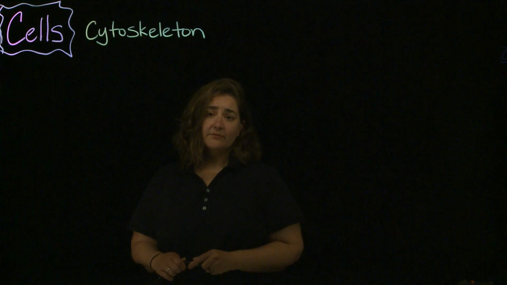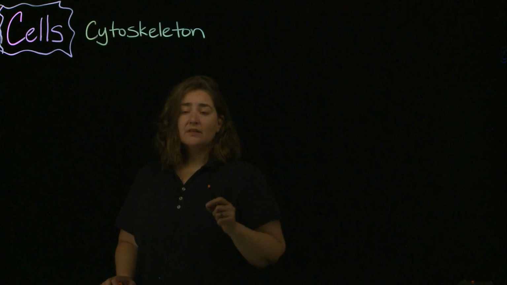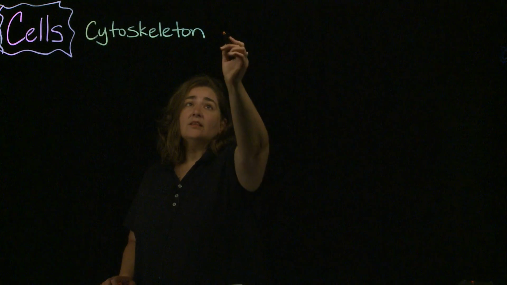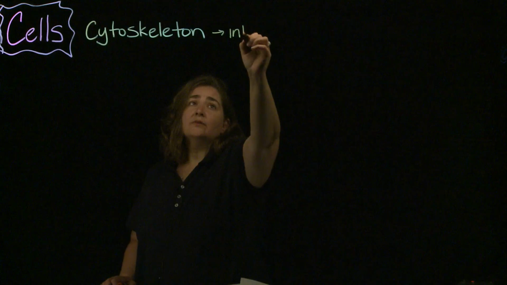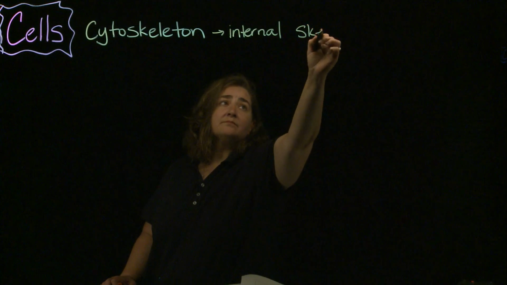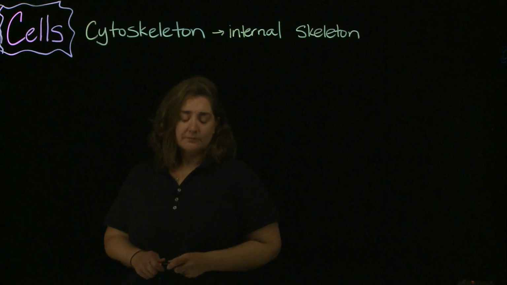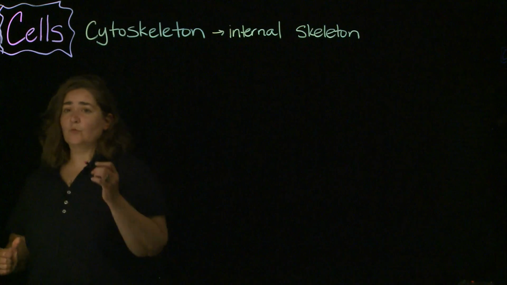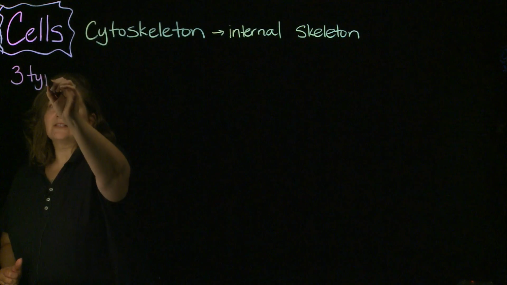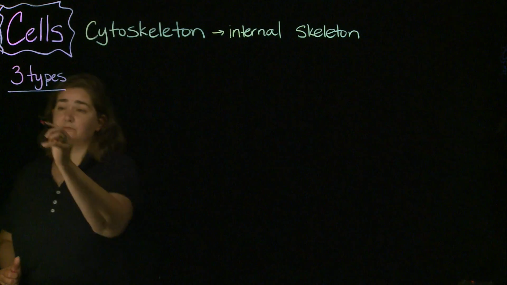Hello, and the topic for this video is going to be the cytoskeleton associated with the cell. Now the cytoskeleton is going to be the components of the cell that are essentially going to make up the internal skeleton of our animal cell, all right? And with components of the cytoskeleton, we've got three types of components associated with the cytoskeleton.